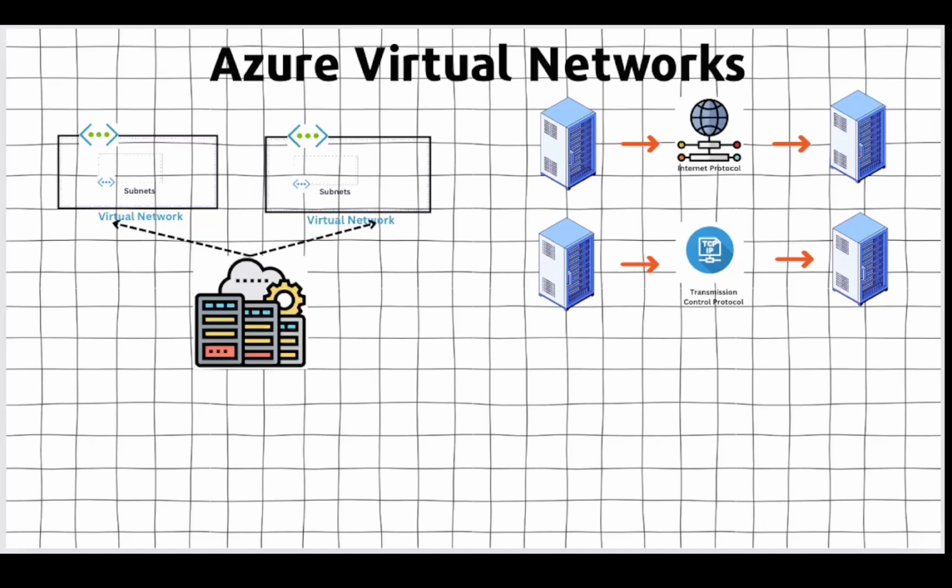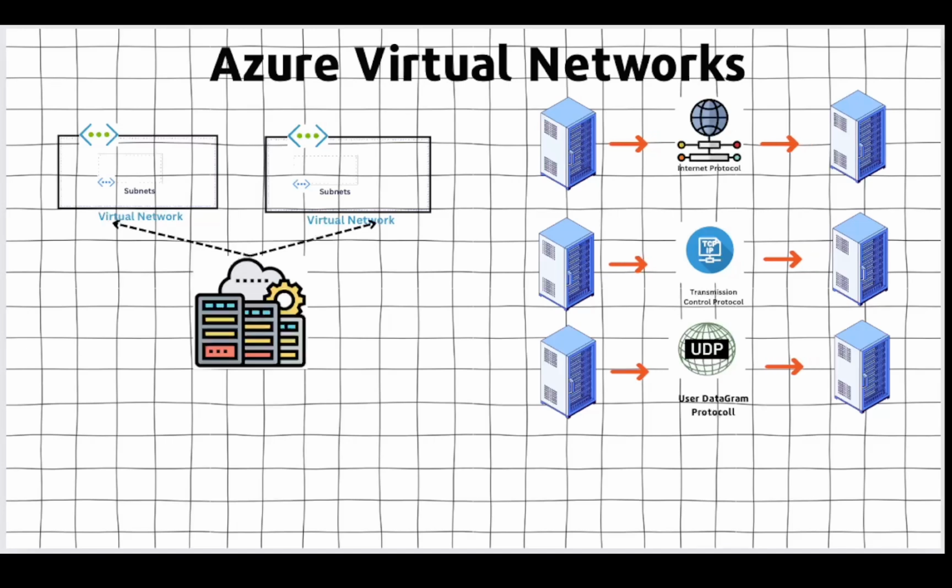TCP can be thought of as a puzzle assembler on the other side who puts the pieces together in the right order. It asks for missing pieces to be resent and lets the sender know the puzzle has been received. TCP maintains the connection between sender and receiver from before the first puzzle piece is sent to after the final piece is sent. Let's look at a different protocol, also called UDP.